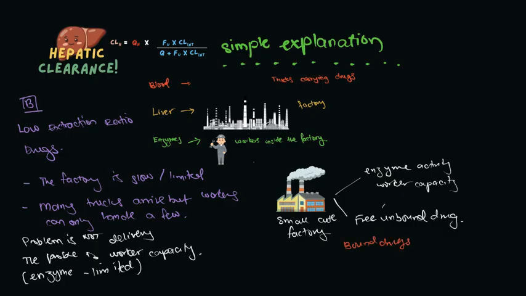Alright, so when we're talking about free unbound drugs, imagine the drugs are locked in the trucks. So when they are locked in the truck, meaning they are bound to proteins, they won't get processed. So these drugs, when they are unloaded, when they are not bound to albumin, are free and accessible for the liver to process them. So the more free unbound drugs in the plasma, the more they will get processed by the hepatocytes.